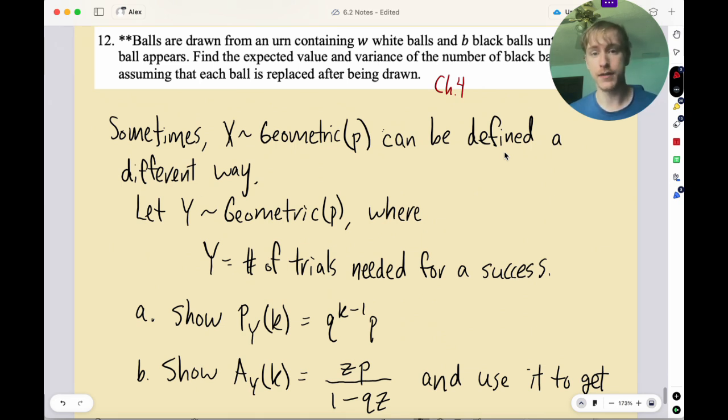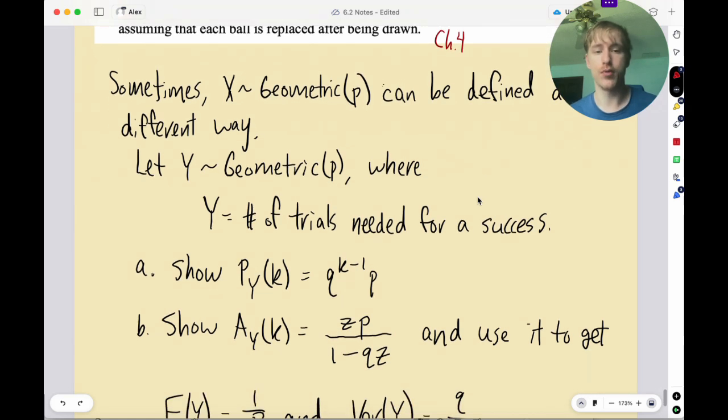Okay, and here's the second exercise. So sometimes we can define the geometric distribution a different way. So let Y be geometric, where this time Y represents the number of trials needed before a success. Okay, so for example, if I really want a 0, basically we're counting the number of trials that I need before I get a success. So part A, go ahead and show that the probability distribution function for that looks like this, q to the k minus 1 times p. Okay, maybe draw those blanks just as a hint.